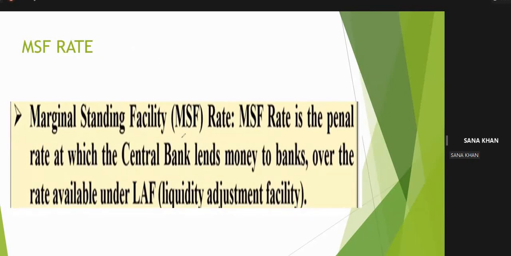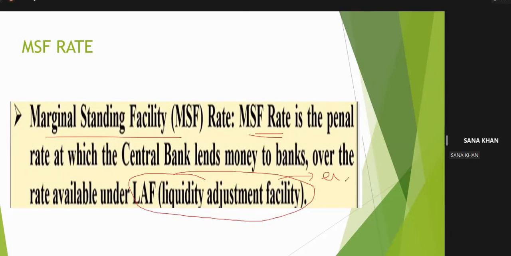MSF is nothing but marginal standing facility rate. See, whenever a liquidity adjustment facility has to be done. What is liquidity adjustment? Again, the expansion or contraction. This is the liquidity adjustment that should be done by the Reserve Bank of India, expansion or contraction. So when either of these two decisions has to be taken, they can go ahead with the MSF rate. Can somebody tell me what is MSF rate?